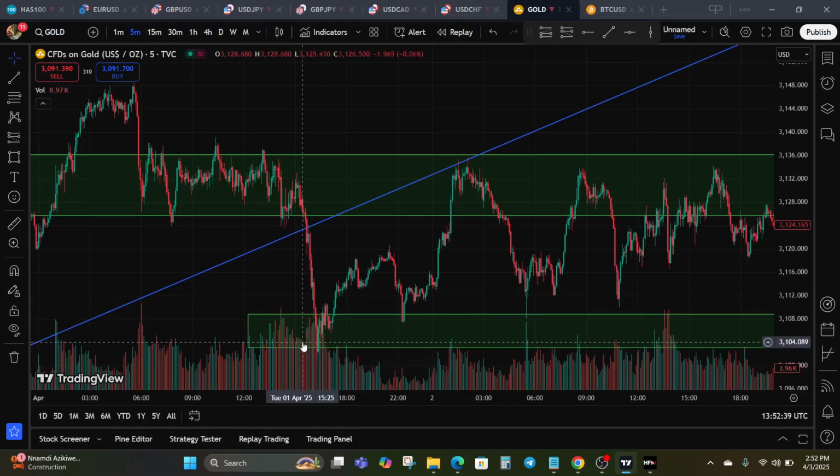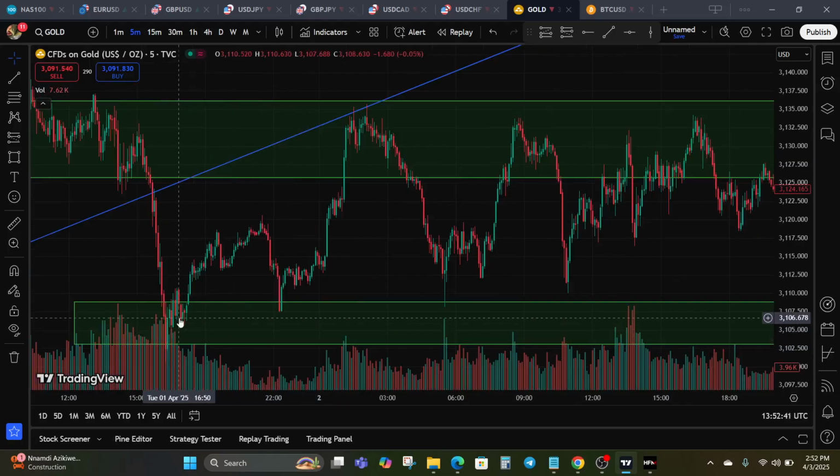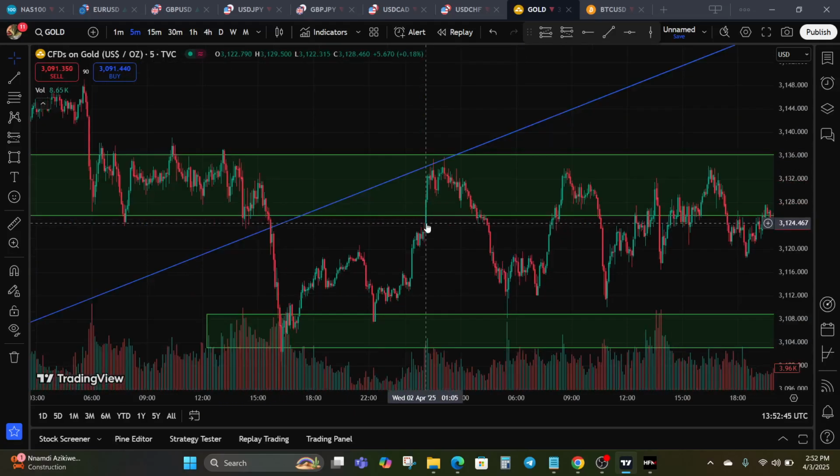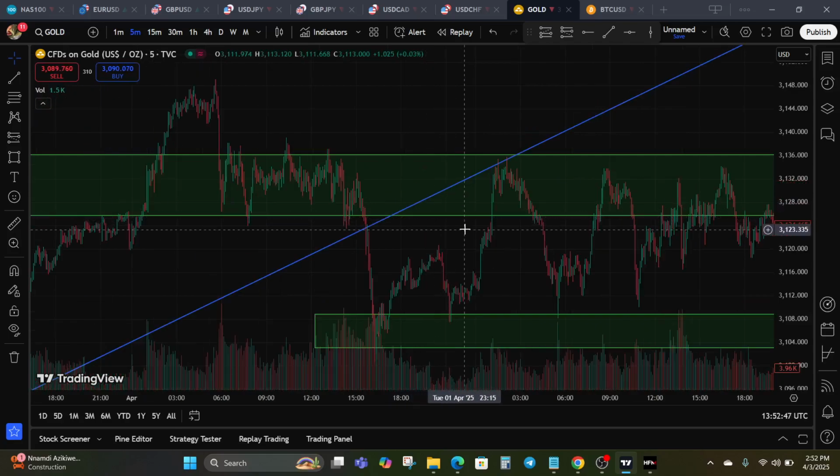Can you see that? You can see this increase in volume around here when this breakout occurred. All right, and then you watch out for retest. Retest strategy is another very important technique.